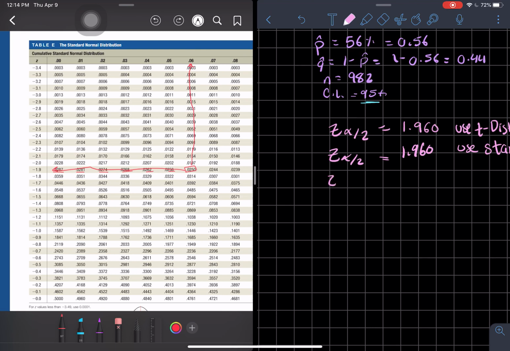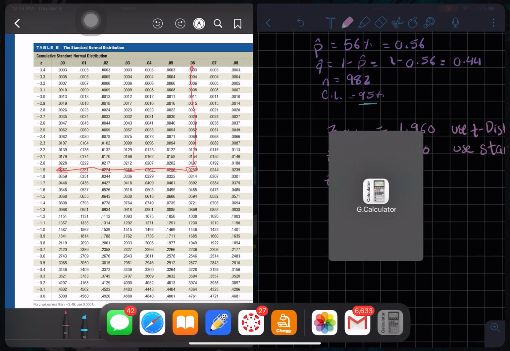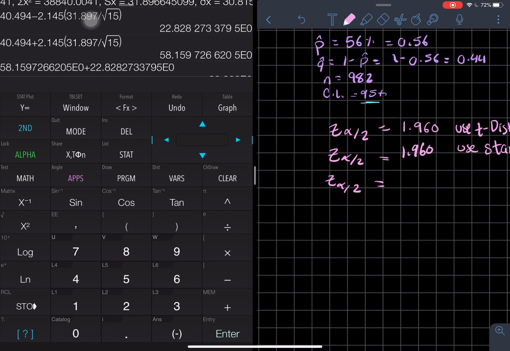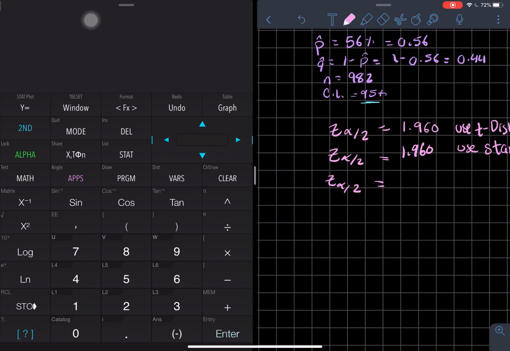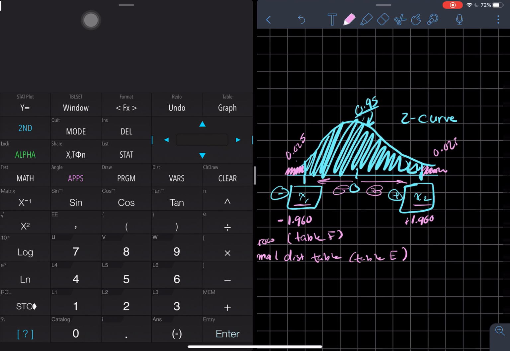And then the last way I'm going to do this is use my calculator, which is really helpful in situations like this. So let's clear this and use my calculator. 1.960 is my z. Let's try to confirm that. How can I confirm it? I'm going to look here.